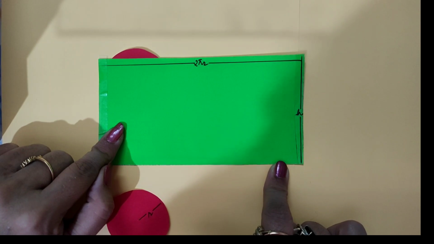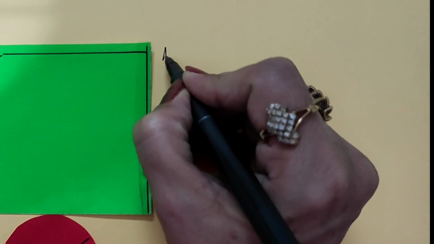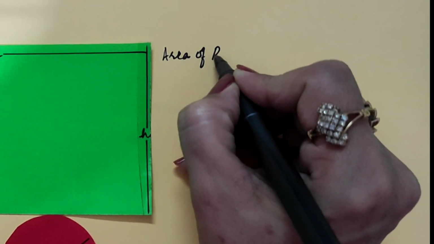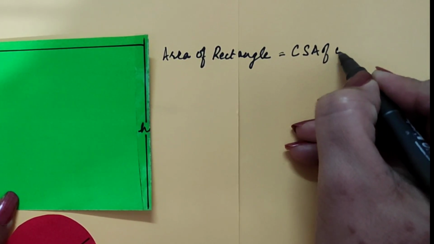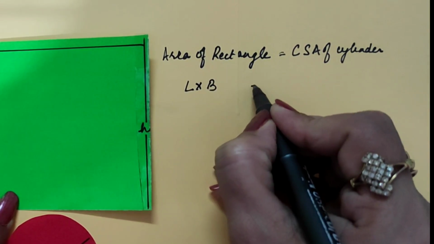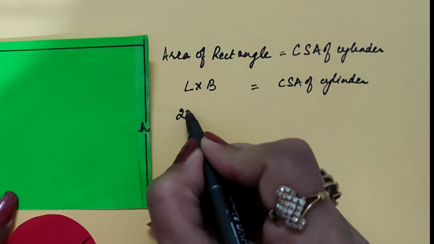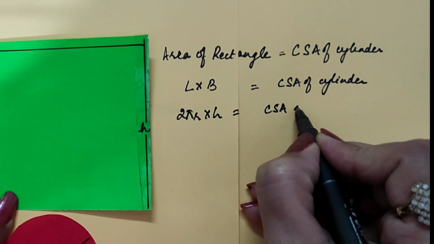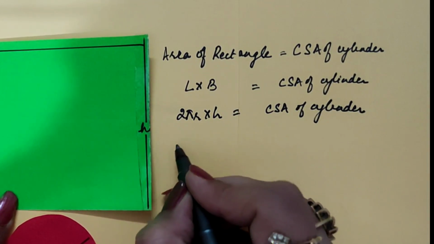So I can say that the curved surface area of the cylinder is equal to 2 pi r h. Let us try to find out now the total surface area. So what do I get? The area of the rectangle, which is length into breadth, is equal to the curved surface area of the cylinder. What is the length? It is 2 pi r into h is equal to the curved surface area of the cylinder.